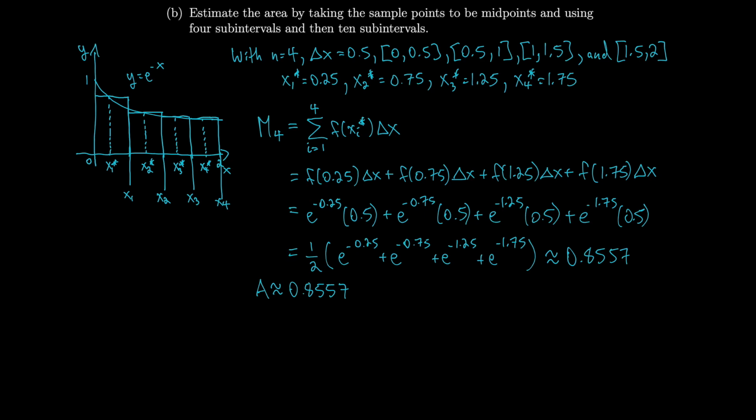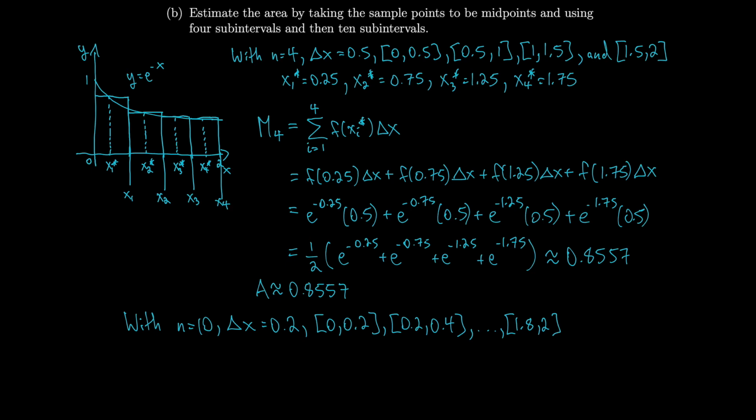Let's do this now for 10 subintervals, so 10 rectangles, which I'm not going to draw. I think you can use your imagination, hopefully. So with n equals 10, now delta x is 2 minus 0 over 10, so it's 0.2. Each rectangle has a width of 0.2. That means that my first interval goes from 0 to 0.2. My second goes from 0.2 to 0.4, and so on until I get to the 10th subinterval, which goes from 1.8 to 2.